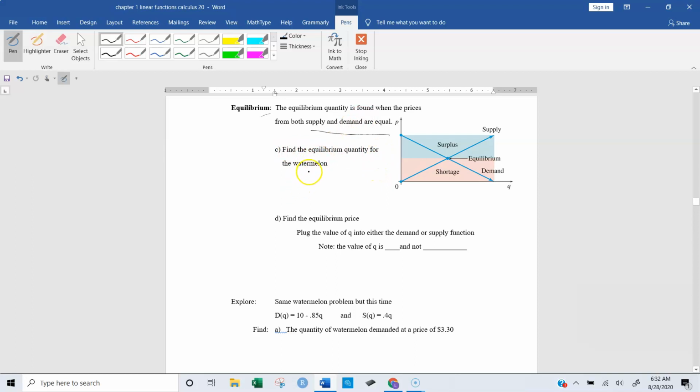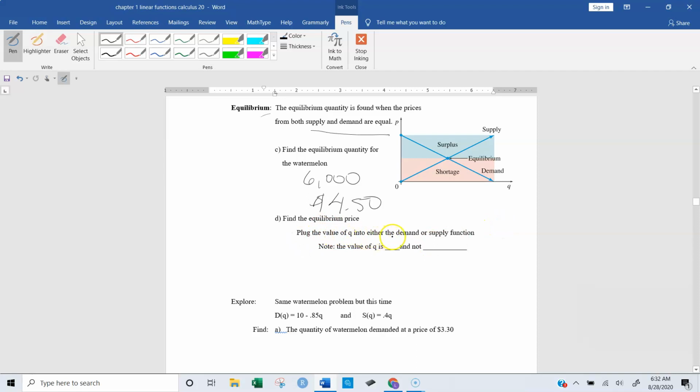Remember when we had 6,000 watermelon? Is at our equilibrium point, and we were selling them for, I think it was $3. Or was it $4? $4.50. And we sold them at $4.50. That's when supply equaled demand.